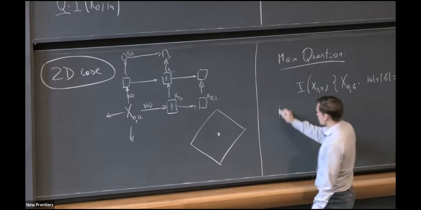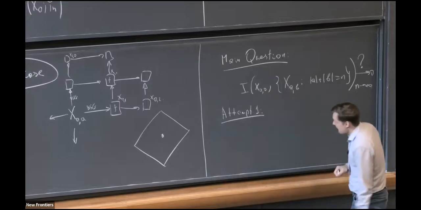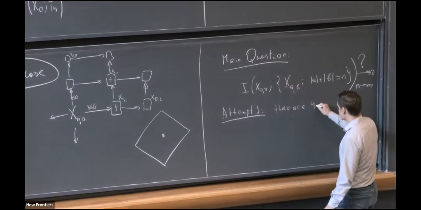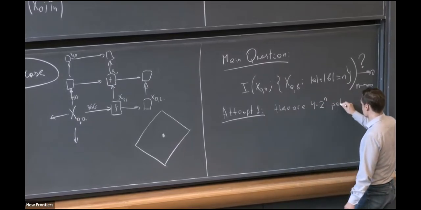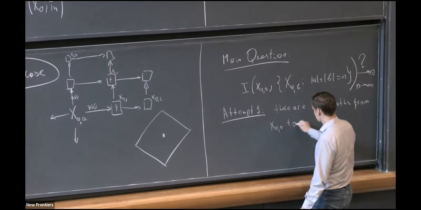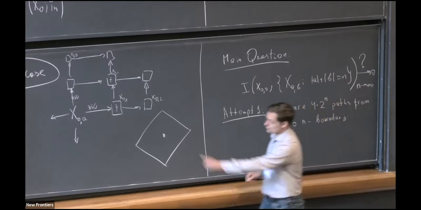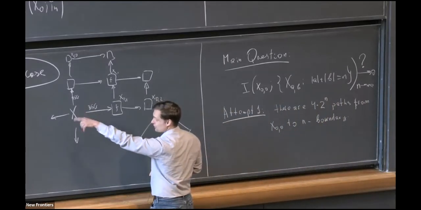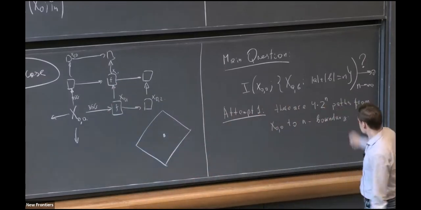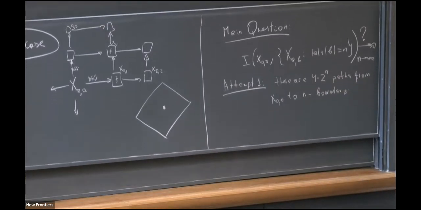Okay, so let's do a first attempt. Notice that there are 4 times 2 to the n paths from x0, from the origin, to the n boundary. So you first choose where you go, northeast, southwest, and then you only decide up or down, or sorry, up or left. So there are this many paths. I don't know if you guys can see this. Let me just slide it up.